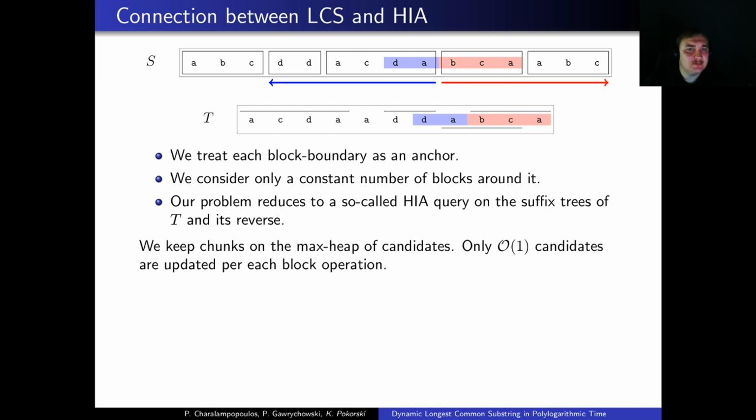But the general idea now is that each anchor generates a chunk, like 2 blocks to the left and 2 blocks to the right. In each such chunk, we can find the LCS between the chunk and T. Each such chunk reports its result to a max heap of candidates. This is some predecessor data structure. And only a constant number of chunks are updated if a block is updated. Yes, so this is how we can maintain the best result.